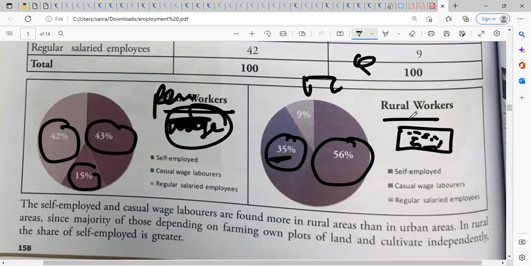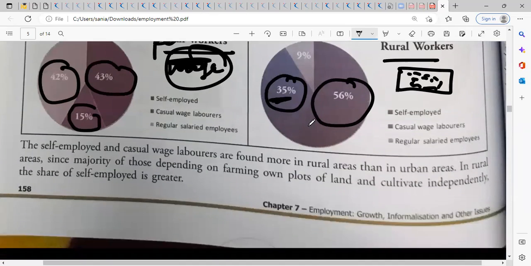And 9% are regular salaried persons over there, because in rural areas you don't have permanent offices or permanent institutions where people will be working, so it's only 9%. Clear?